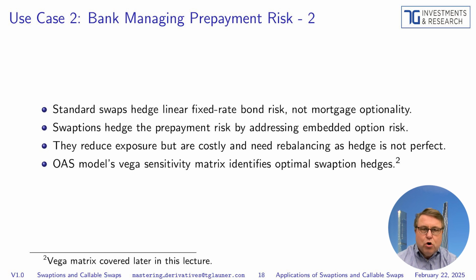The OIS model's Vega sensitivity matrix helps identify optimal swaption hedges by quantifying how changes in volatility affect different parts of an MBS portfolio, a topic we will explore further later in this lecture series.